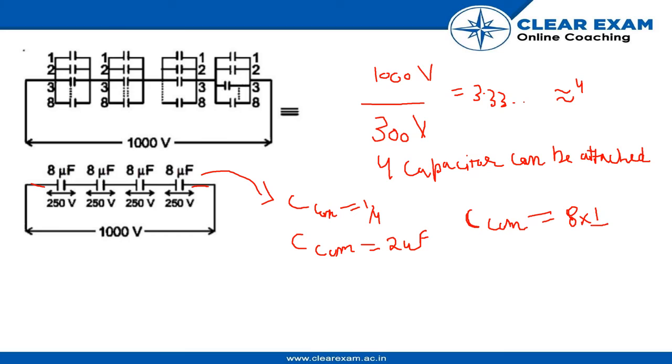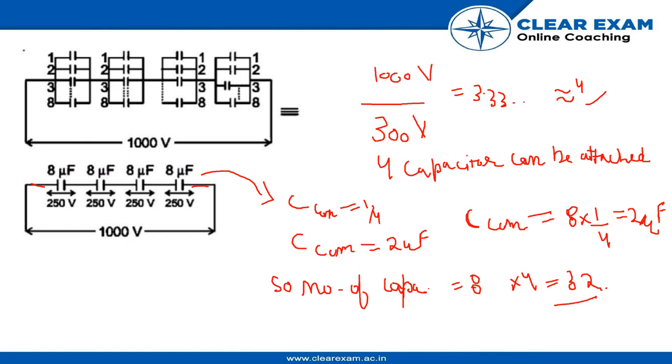These are 4 capacitors. Now if we take, C would be the capacitance of the combination. Let's say the combination would be 1 by 4. So in order to get C equal to 2 mu F, we require 8 such rows in parallel.